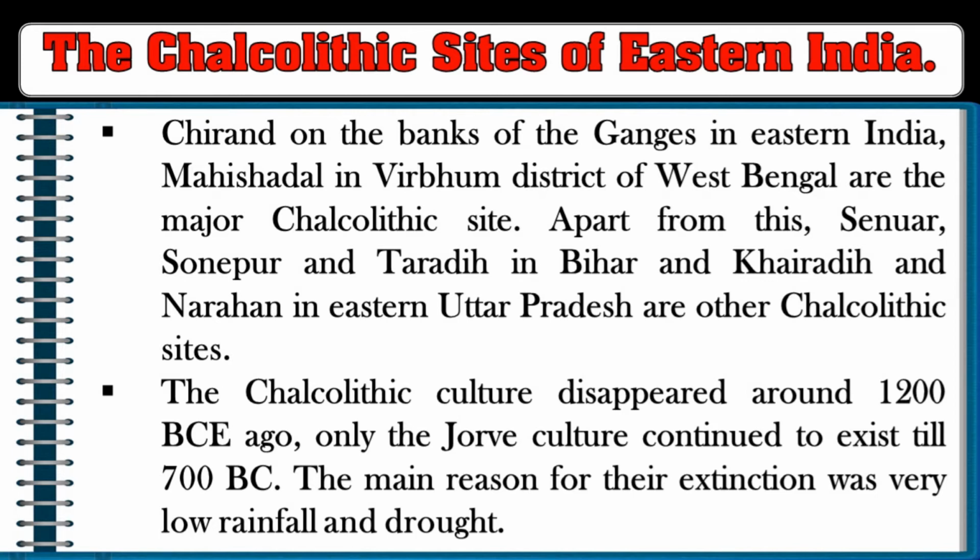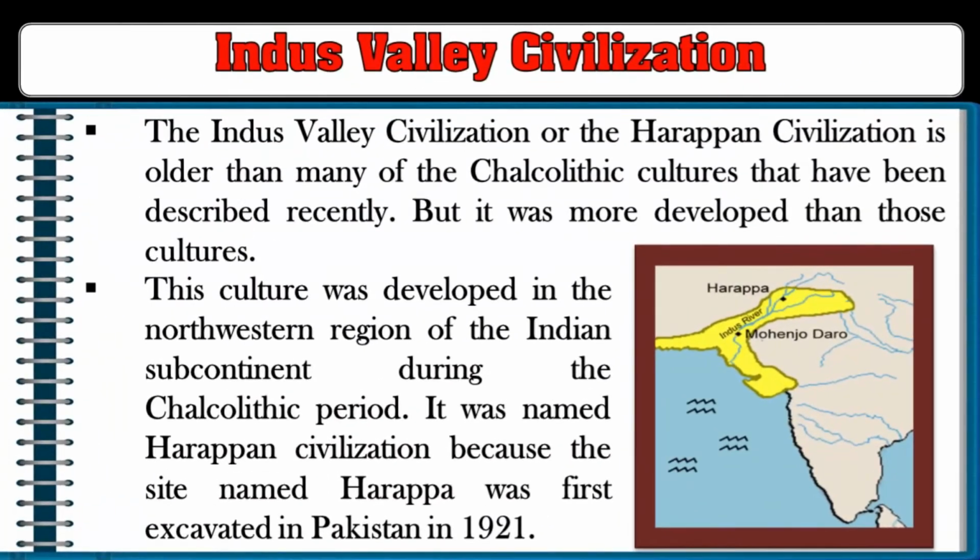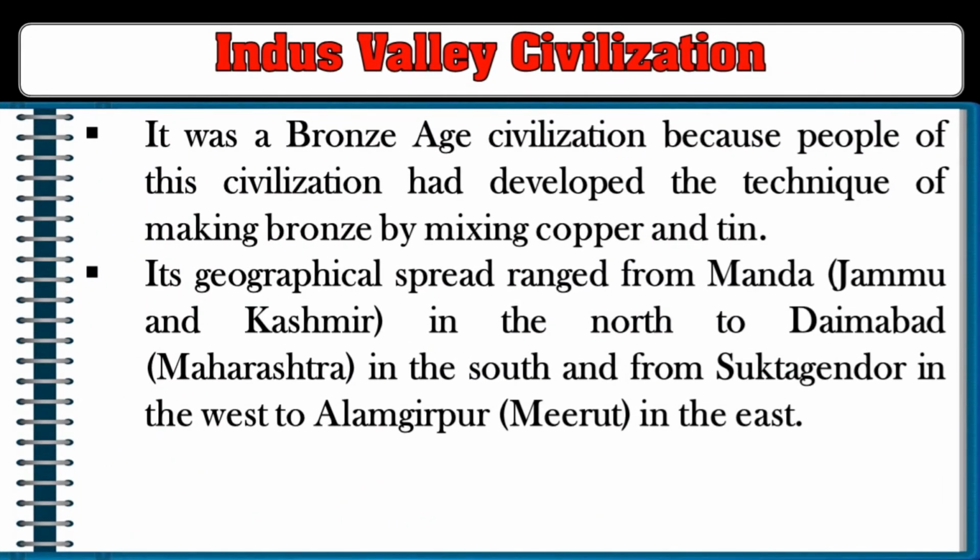Moving forward in the historical journey, let's talk about the Indus Valley Civilization or Harappan civilization. The Indus Valley Civilization is older than many of the Chalcolithic cultures that have been described recently, but it was more developed than those cultures. This culture was developed in the northwestern region of the Indian subcontinent during the Chalcolithic period. It was named Harappa because the site named Harappa was first excavated in Pakistan in 1921. It was a Bronze Age civilization because people of this civilization had developed the technique of making bronze by mixing copper and tin. Its geographical spread ranged from Manda, Jammu and Kashmir in the north to Daimabad, Maharashtra in the south, and from Sutkagendor in the west to Alamgirpur, Meerut in the east.